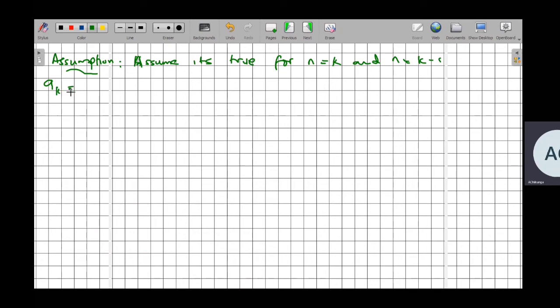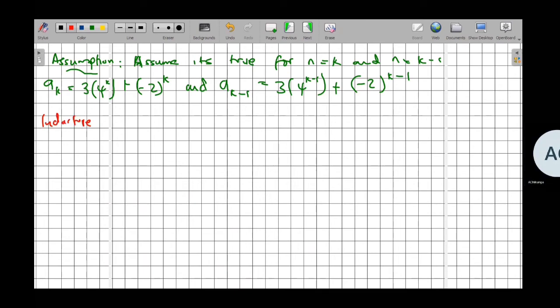If a_k, what is it going to look like? a_k is going to look like 3 times 4 to the power of k, and then what else? Minus 2 to the power of k, and we're going to have a_(k-1). So if I put that in there, it's going to be 3 times 4^(k-1) plus (-2)^(k-1). These are the two steps we have in our assumption. So we are going to use that in making our inductive step in our induction now.